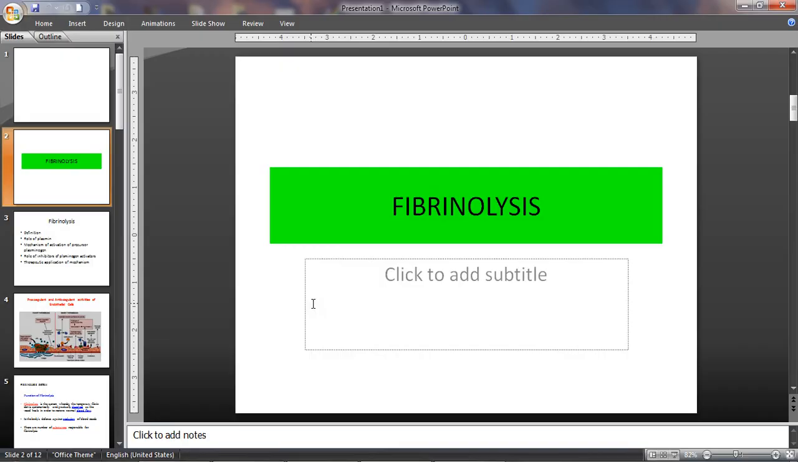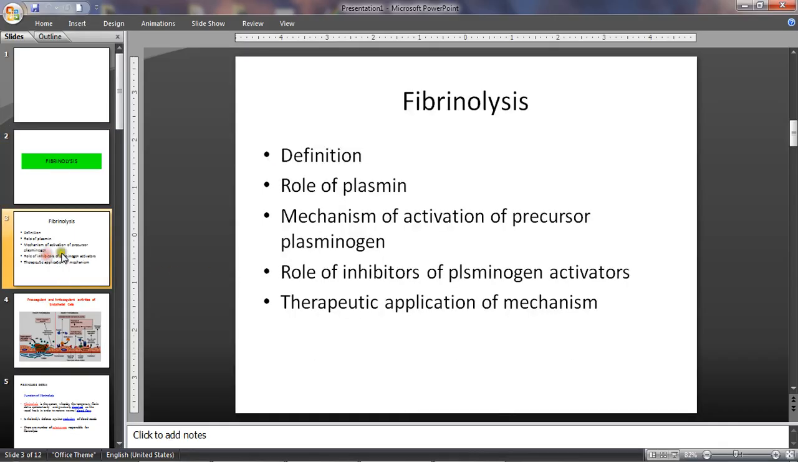The topic of today's class is fibrinolysis. The objectives are: definition of fibrinolysis, role of plasmin, mechanism of activation of precursor plasminogen, role of inhibitors of plasminogen activators.